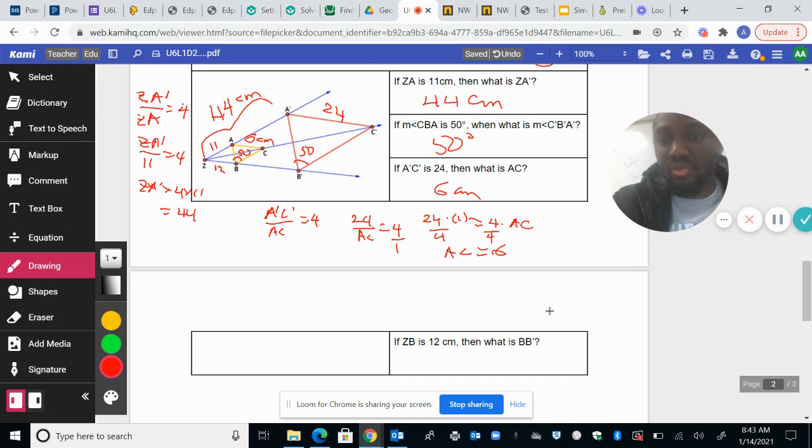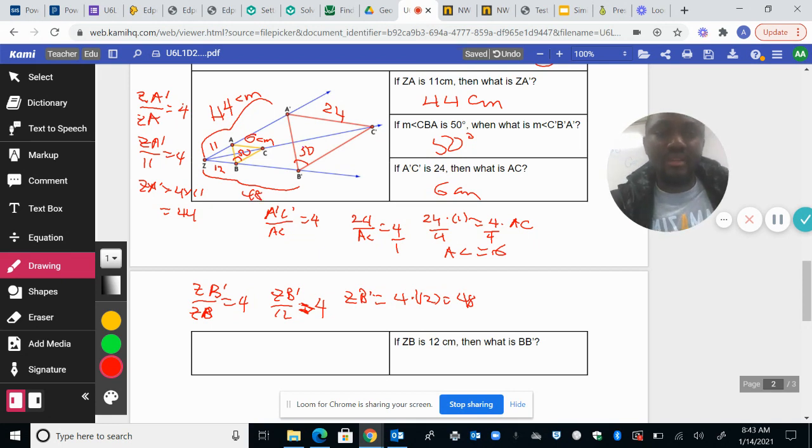So the best thing to do, we usually know that center of dilation to image over center of dilation to pre-image equals the scale factor. And then we have ZB to be what? 12. So it's going to be ZB prime over 12 equals 4. The next thing to do is to cross multiply. So ZB prime will equal 4 times 12. And then what's 4 times 12? 48. So it means this distance here is 48.